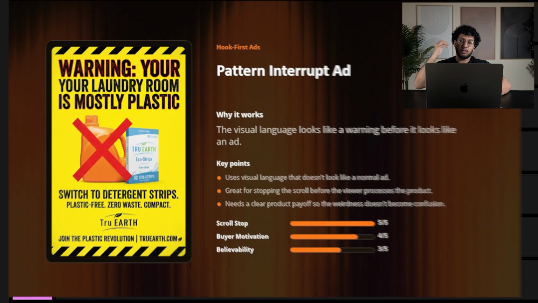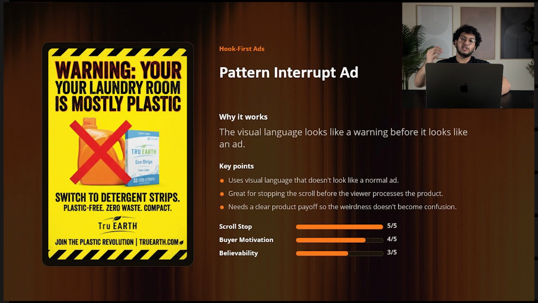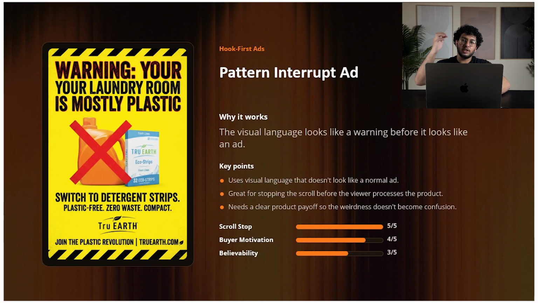Next is the pattern interrupt. Pattern interrupt ads are A tier. These use visual language that does not look like a normal ad, with warning labels, caution tape, red alerts, system errors, etc. Your brain first perceives it as something important before it can perceive it as advertising. That gives it a huge scroll stop advantage.